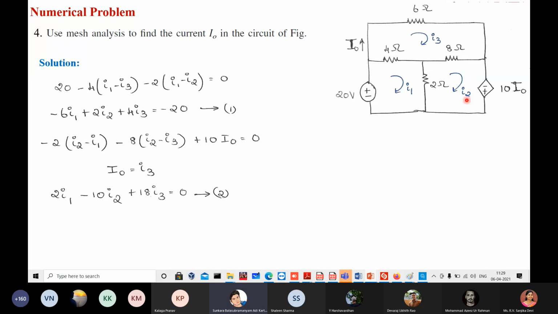Ma'am, also how is I naught equal to I3, ma'am? See, I naught is a current which is flowing through the 6 ohm and that is equal to I3, right? I3 is also flowing through 6 ohm. Both are in the same direction. So I naught is I3. Oh, okay, ma'am. Okay.